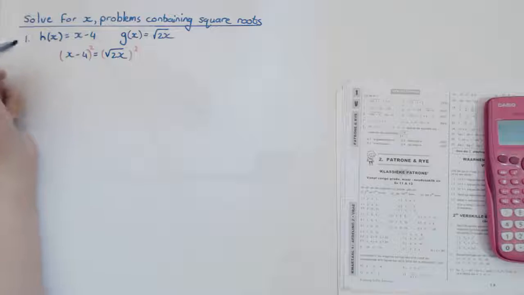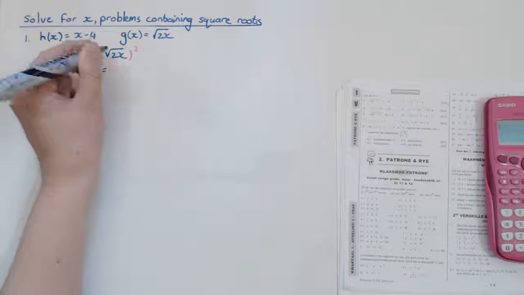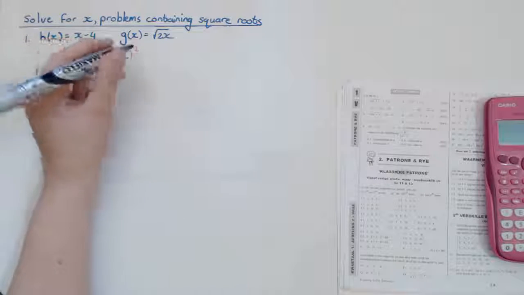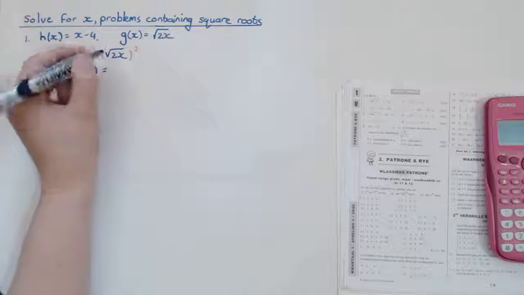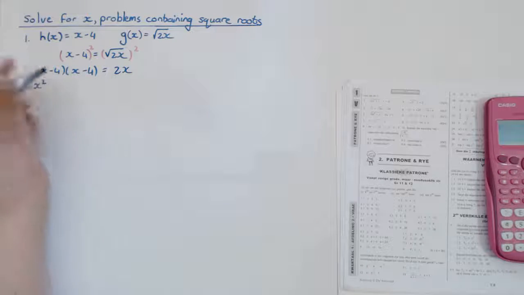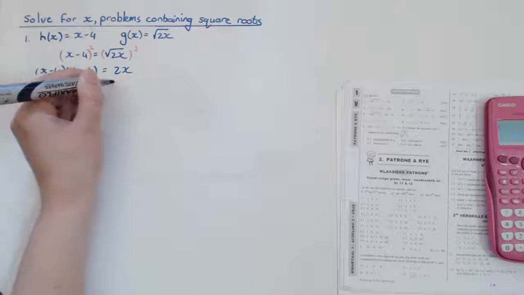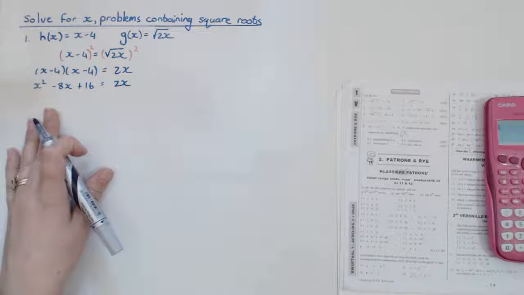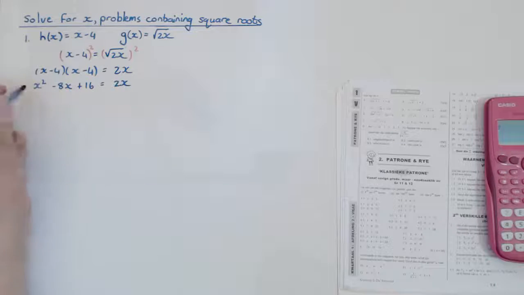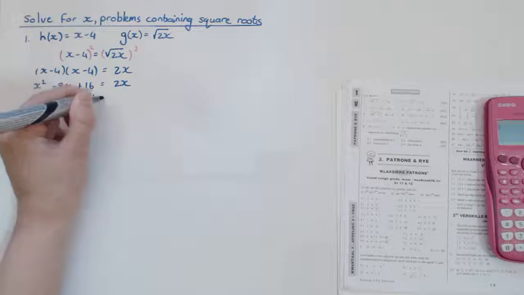Right, so x minus 4 squared, I'm going to literally take x minus 4 times x minus 4. And √2x squared, the root and the square just cancel one another out, so that looks like that. And this I'm just going to quickly multiply out: minus 4x minus 4x and plus 16. Hopefully you are more than capable of doing that. Right, and then I'm going to take the 2x over, so this becomes 10x.